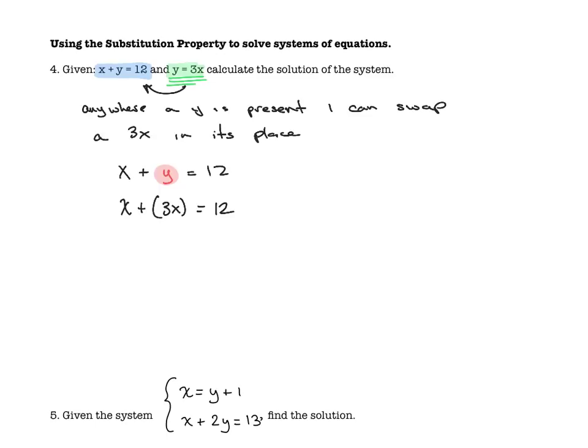Now, what did this just magically do for me? This magically took something that had two variables, x and y, and put it into something that has one variable, and it has x's. And now this is important because now I can do something called combine like terms. So I have x plus 3x, which makes a grand total of 4x's equals 12. And then from here, what I can do is solve this, right?